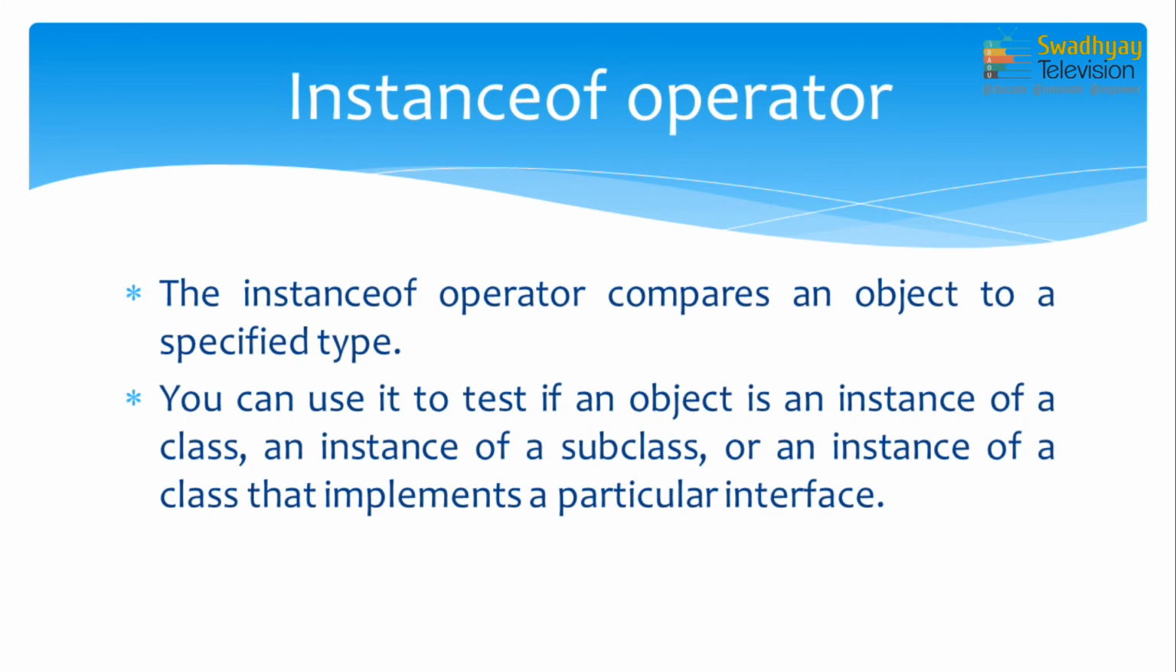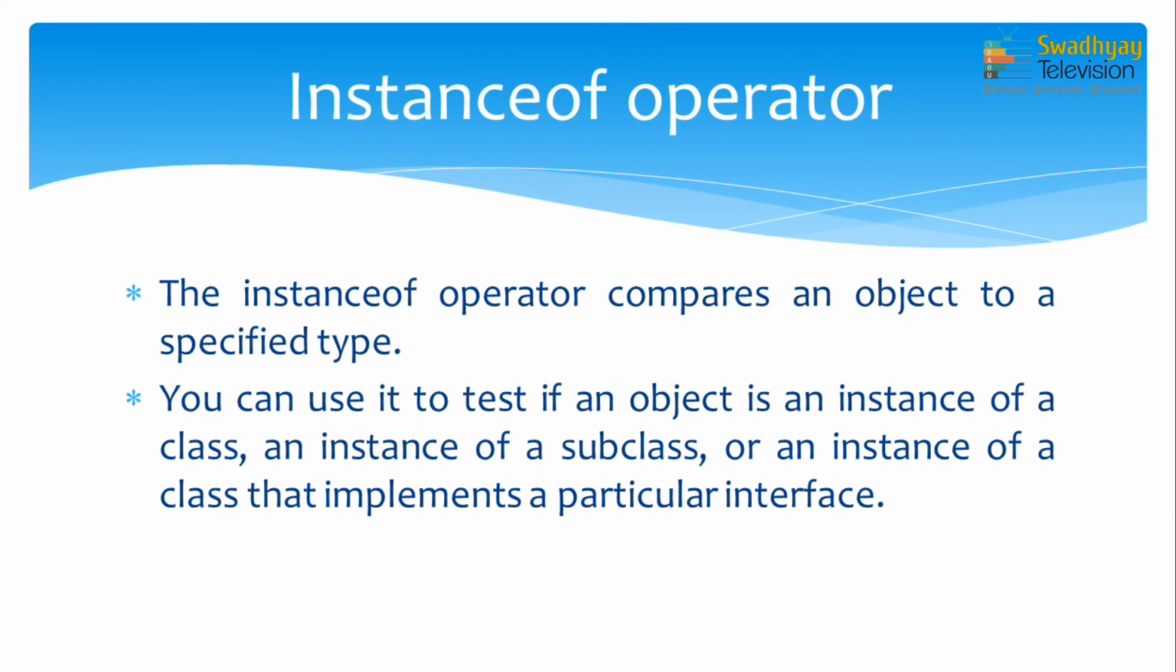The next operator is the instanceof operator. The instanceof operator compares an object to a specified type. Remember, here we are not interested in value, but we are interested in type. For example, we have class A and we have objects x and y. So, we can say x is of type A and y is of type A irrespective of the value that is stored inside x and y. For this type of comparison, where we are interested not in value but in the type of the operand, we can use the instanceof operator.